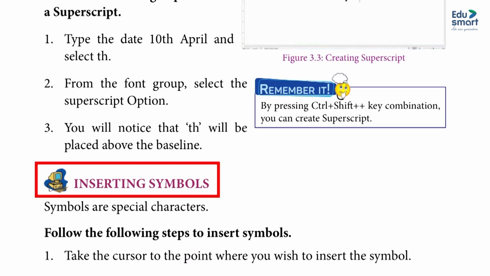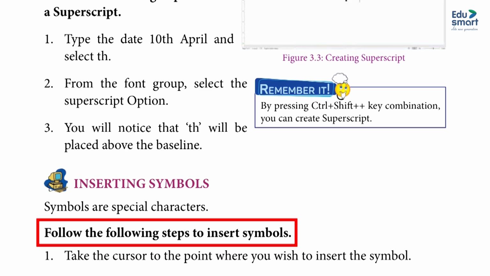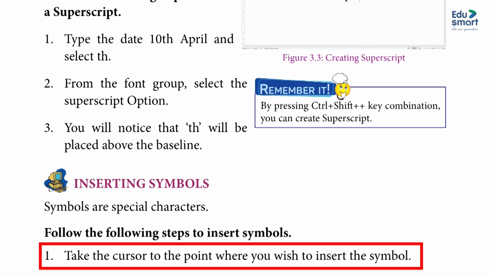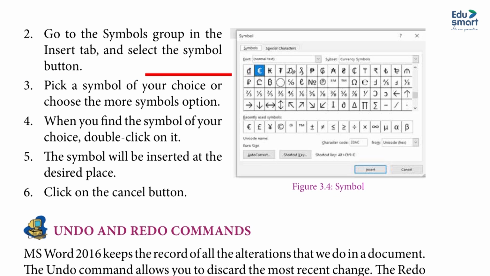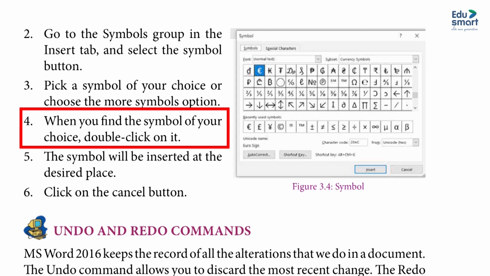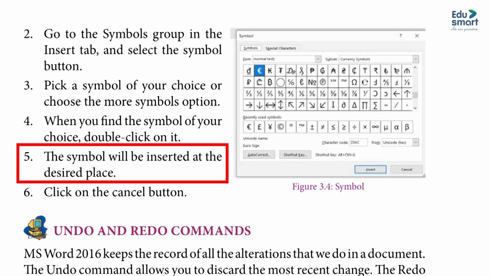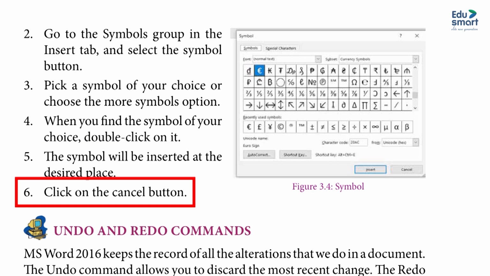Inserting symbols. Symbols are special characters. Follow the following steps to insert symbols. 1. Take the cursor to the point where you wish to insert the symbol. 2. Go to the Symbols group in the Insert tab and select the Symbol button. 3. Pick a symbol of your choice or choose the More Symbols option. 4. When you find the symbol of your choice, double-click on it. The symbol will be inserted at the desired place. 6. Click on the Cancel button.